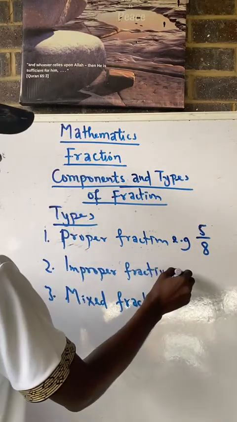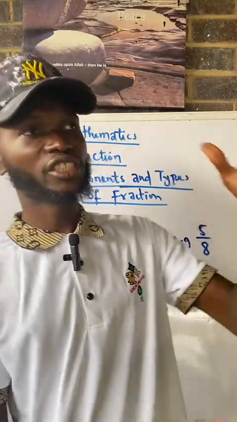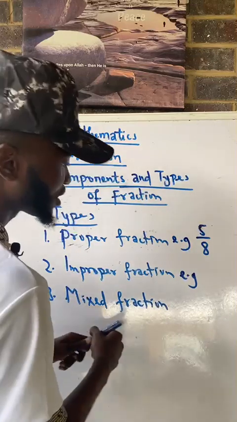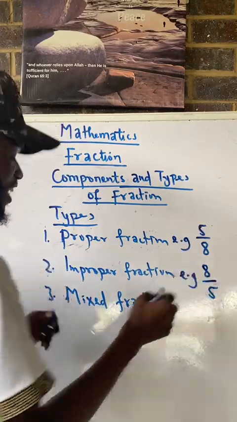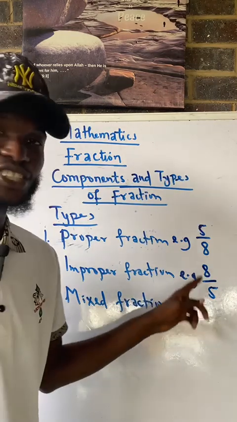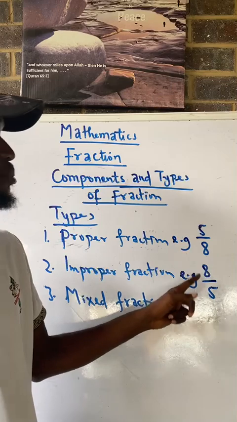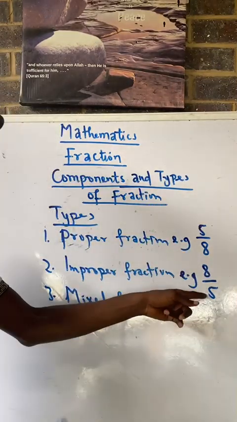Then improper fraction is a type of fraction in which the numerator is bigger than the denominator. For instance, let's say we now have 8 over 5 in the other case. So this kind of fraction is not proper. It is an improper fraction, because a small number carrying a big number is a workload on it.